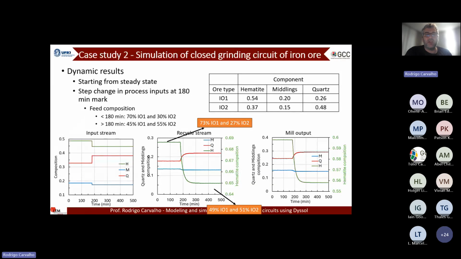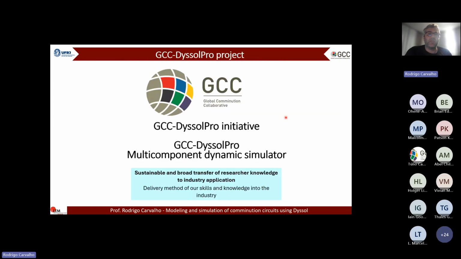Okay, that being said, I just want to take these last minutes of my presentation to talk a bit about the GCC Dyssol Pro initiative, which is the multi-component dynamic simulator. So the idea is to have this single platform among the GCC group and partners, so the GCC research centers and institutes can develop their models and implement that in a single integrated platform.